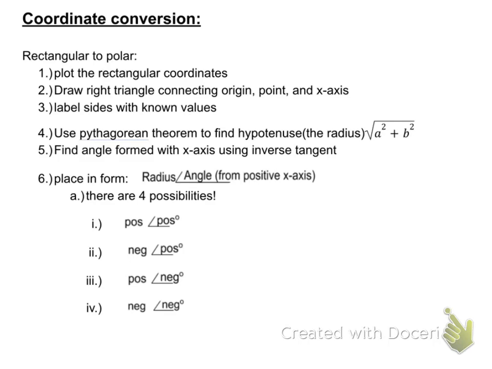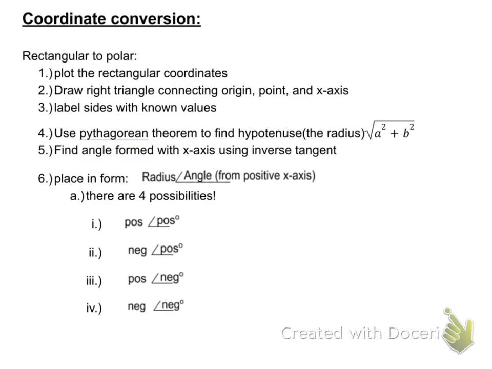So number one, I want you to plot the rectangular coordinates. I want you to graph it. Two, I want you to draw a right triangle. You guys are going to have to add a few words here. Draw a right triangle connecting the origin, the point, and the x-axis. Then step three, you can label all of your sides that you know. So if I move to the left 2, I can put a 2 underneath that part of the triangle. Make sense? If I go up 5 on that part of the triangle, I put 5.